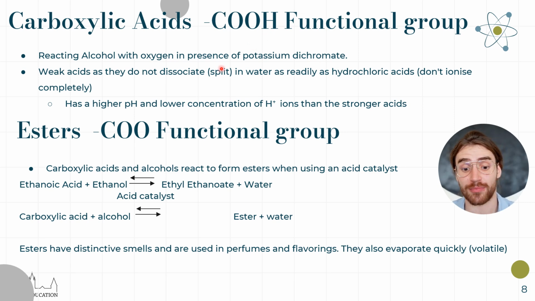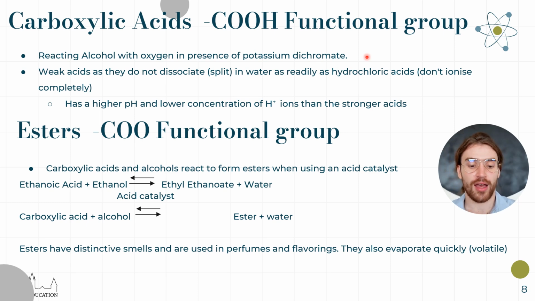Okay, it says in the presence of potassium dichromate. This makes sense because that acts as the catalyst. Okay, so carboxylic acids are weak acids as they do not fully dissociate or split up in water as much as something like hydrochloric acid does. And therefore it has a higher pH and lower concentration of hydrogen ions. So it's a bit more stable than your other acids, your stronger acids.